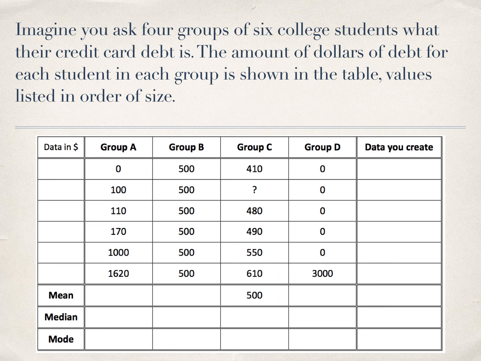Group C, it appears that some data was lost. There's a missing number. We know five of the six students' credit card debts, but somehow we know the mean of the six numbers. I wonder if we might be able to recover that missing information. And group D, we can see that five of the six students had zero credit card debt, and one of them had a very large credit card debt of $3,000.